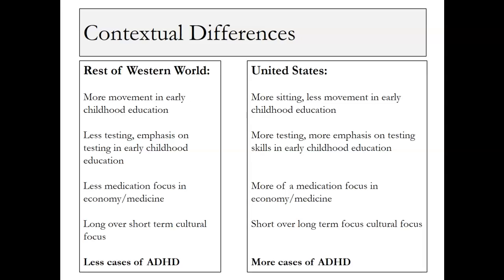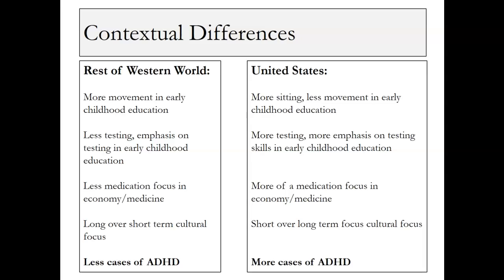Again, let's look at the bigger picture, the rest of the Western world compared to the United States. You look at the school systems themselves. I think this is interesting and kind of significant. In other countries, there's more movement in early childhood education. In this country, we expect the children to sit and attend to what the teacher is saying, all that sort of stuff, at a very early age. And it's earlier and earlier that they're sitting and attending. More sitting, less movement.